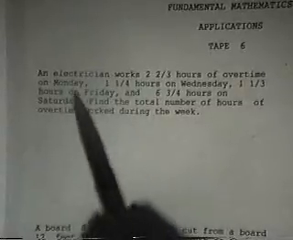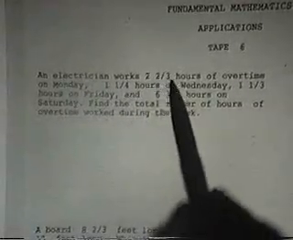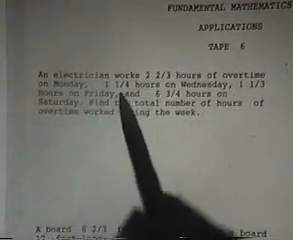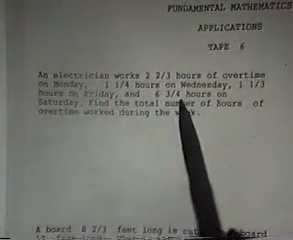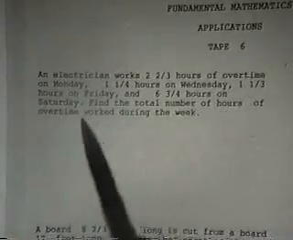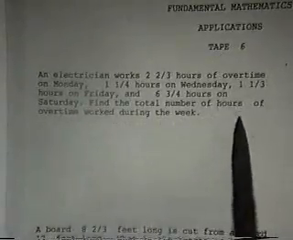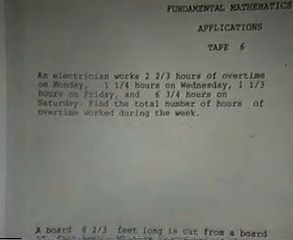So let's go back and read the problem again. Electrician works 2 2/3 hours of overtime on Monday, 1 1/4 hour on Wednesday, 1 1/3 hour on Friday, 6 3/4 hours on Saturday. Find the total number of hours of overtime work during the week.